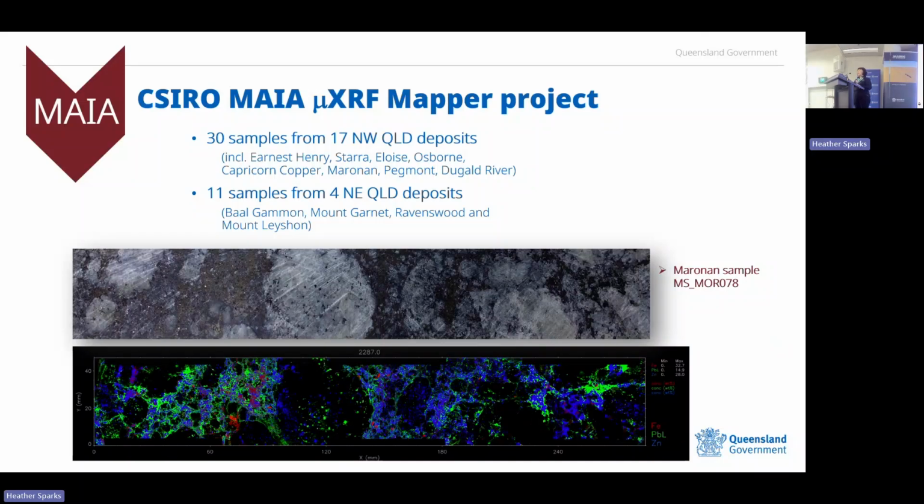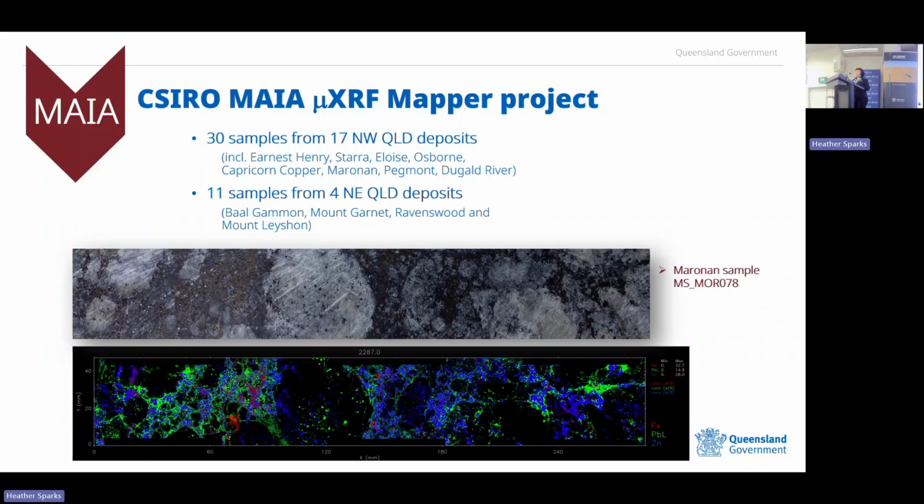Another example is our long-term collaboration with SARU, where we use the Maia method instrument, which is the micro XRF instrument with a very high resolution. Over several years, we've done not as impressive a number of samples as we did with LEAPS, but this is still a very slow technique with very high resolution. So we've done quite a few samples from North-west Queensland and not as many, but still 11 samples from North-east Queensland.